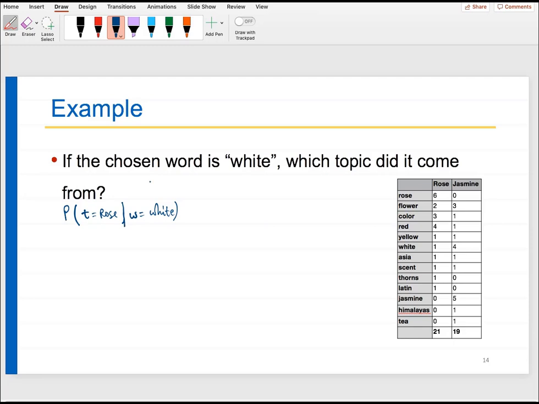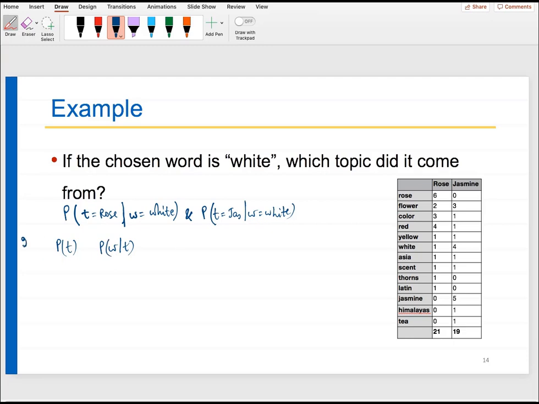Okay, so this is what we have to find. Actually, not just this, we have to also find probability that topic equal to Jasmine given W is equal to white. The word is white. So we have to find these two quantities. Clear? So let's focus on the first one. What is probability of T given W? What do I have? I know probability of T, right, for both Rose and Jasmine. I know probability of W given T for all the words and for all the topics.